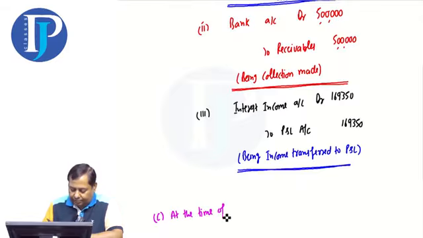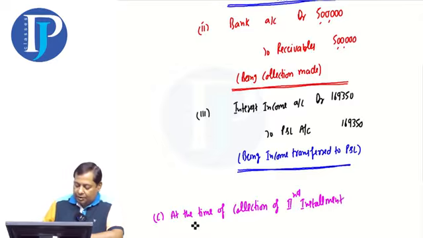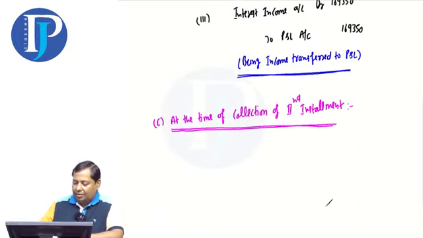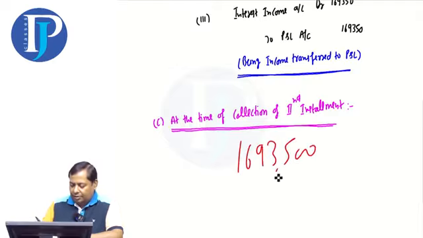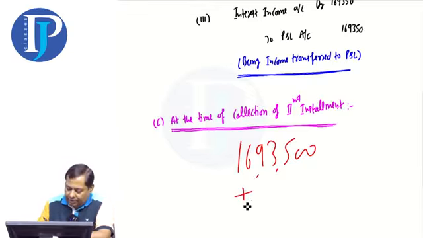At the time of collection of the second installment, you need to do a little calculation here. How? We booked 16,93,500 rupees. This amount was booked in the first year. To this we added 1,69,350 and from this we deducted 5 lakh rupees.